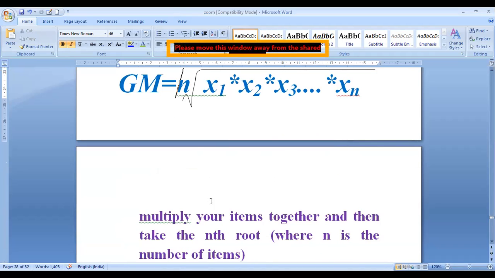So for example, if they give the data, what do we have to do? It is simple: we multiply all the items together, and then take the nth root. First, when they give us some data, we need to multiply all these items, x1 into x2 into x3, like that, and then take the nth root, where n is the number of items. Already I told you, n is the number of items or number of observations.